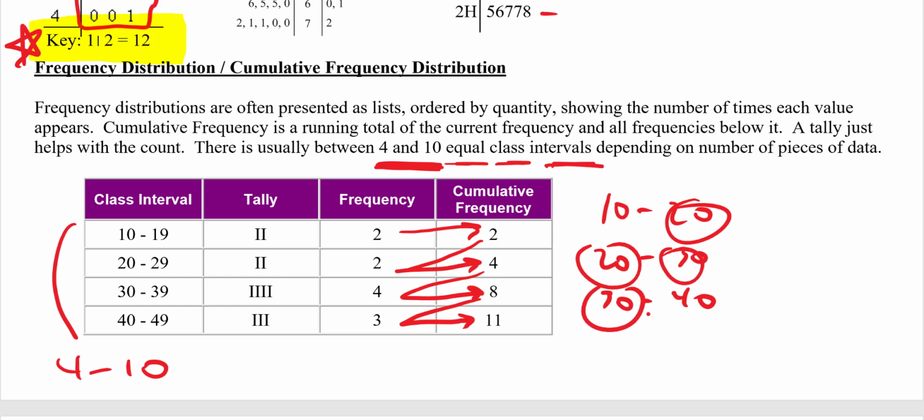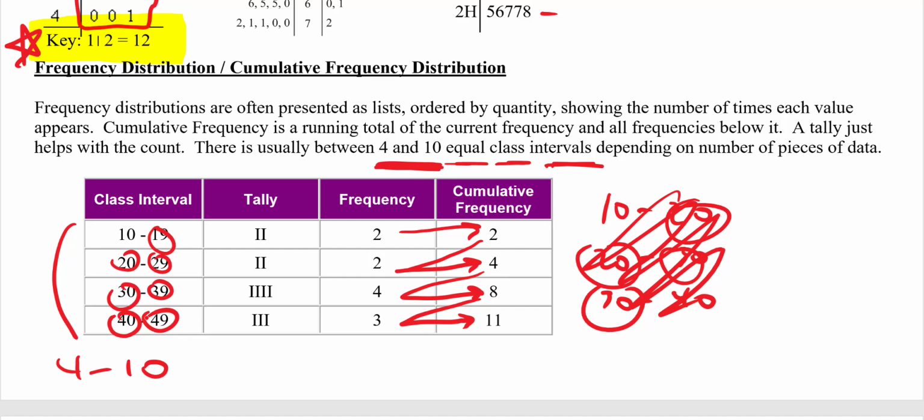So you don't want to have this, because if I was looking for ages, and you're 20 years old, where do you tally it? Do you tally it in the one from 10 to 20 or the 20 to 30? So if you do what I just did here, that you have 19, and then 20, and 29, and 30, and 39, and 40, and 40. There's no overlap, so you don't have to worry about the overlap, and you can tell exactly where the piece of data is supposed to go. Okay, so that is that chart.